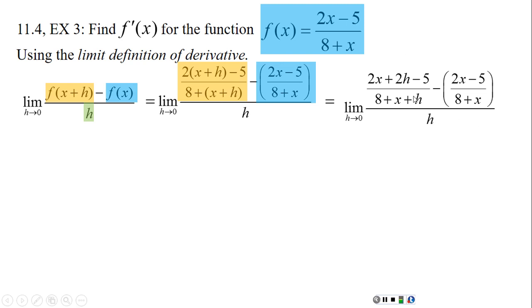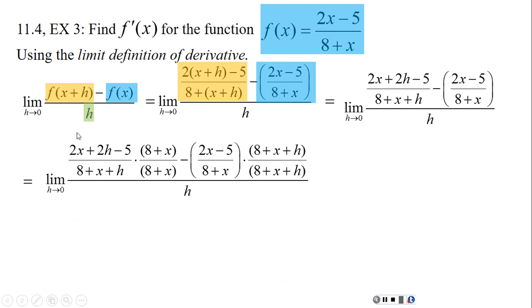So if this were just like 8 and 5, common denominator would be 40. We'd want to multiply the first one by 5 over 5 and the second one by 8 over 8. Same thing even though we're talking about letters. So this one has the 8 plus x plus h. It's missing the 8 plus x. So I want to multiply it by 8 plus x over 8 plus x. Right there, 8 plus x over 8 plus x.